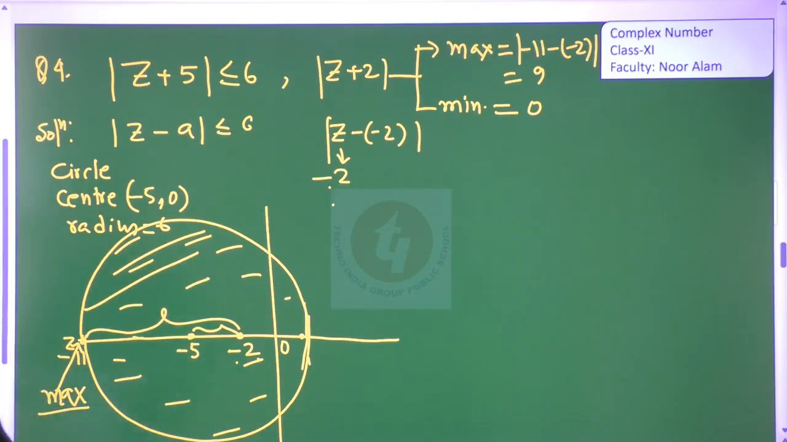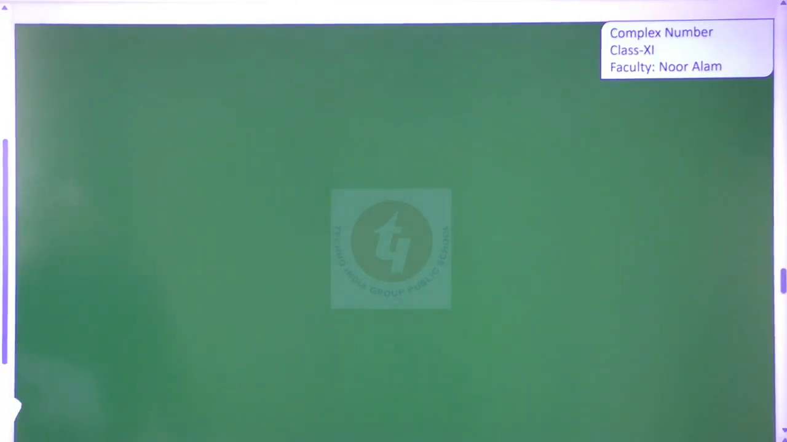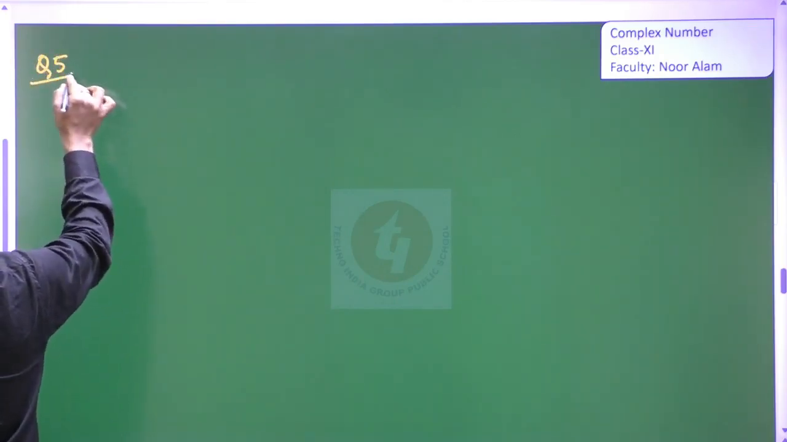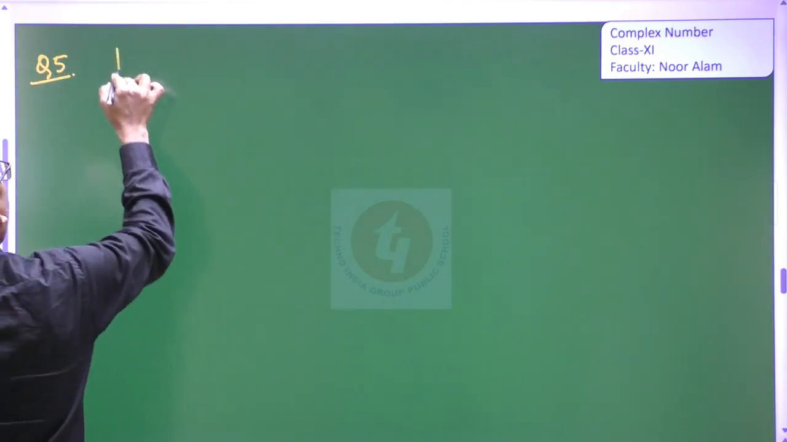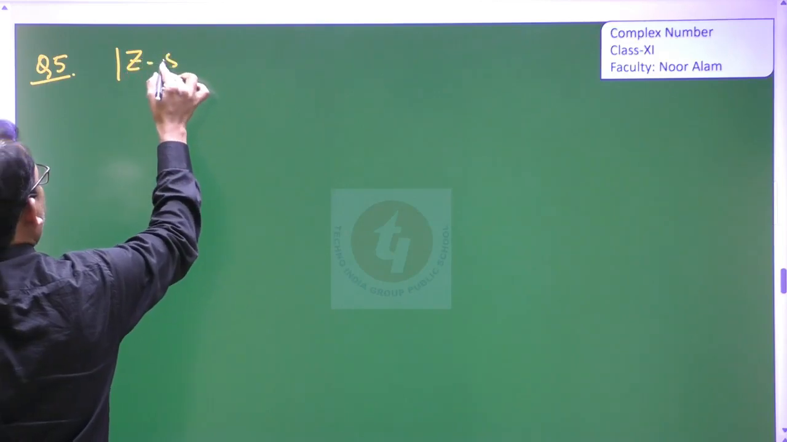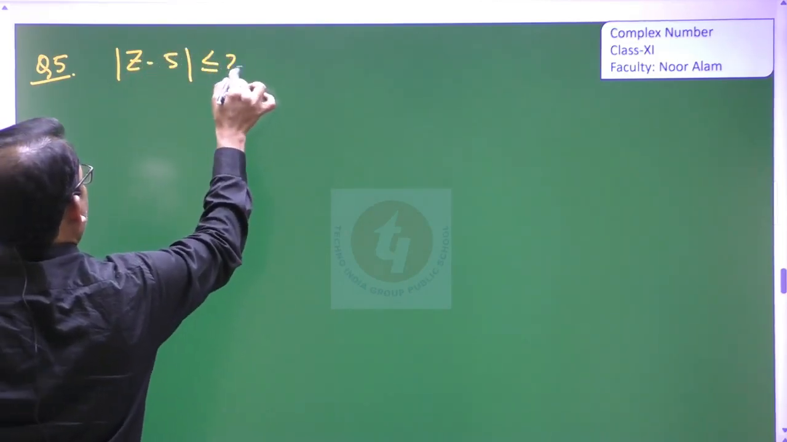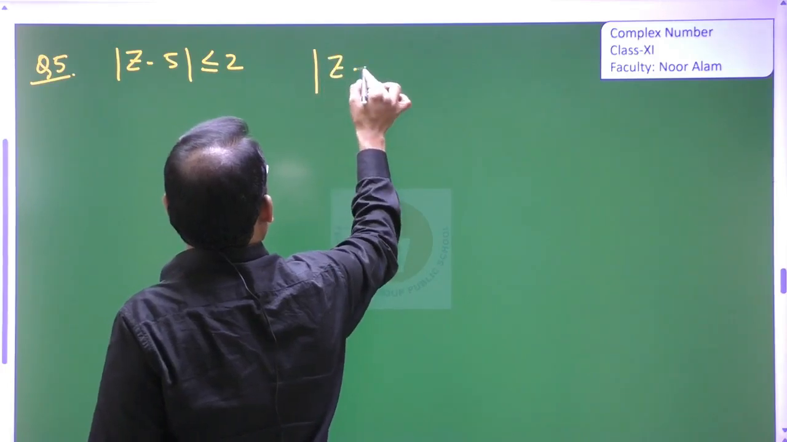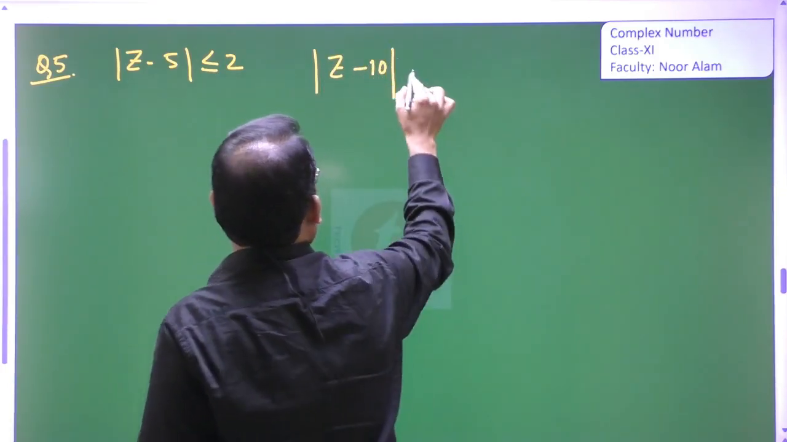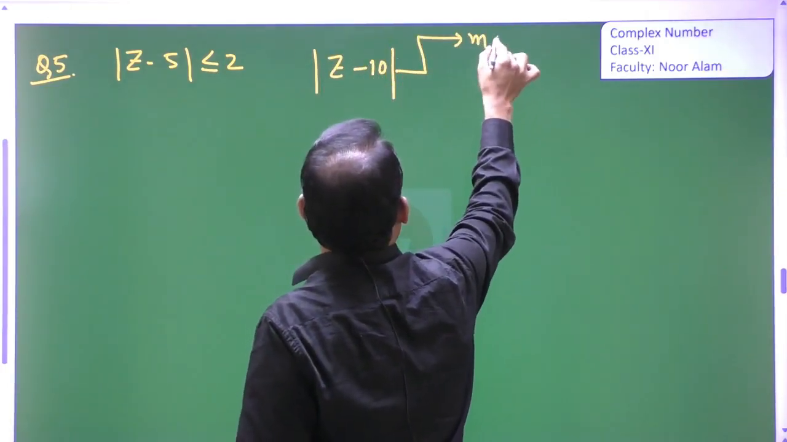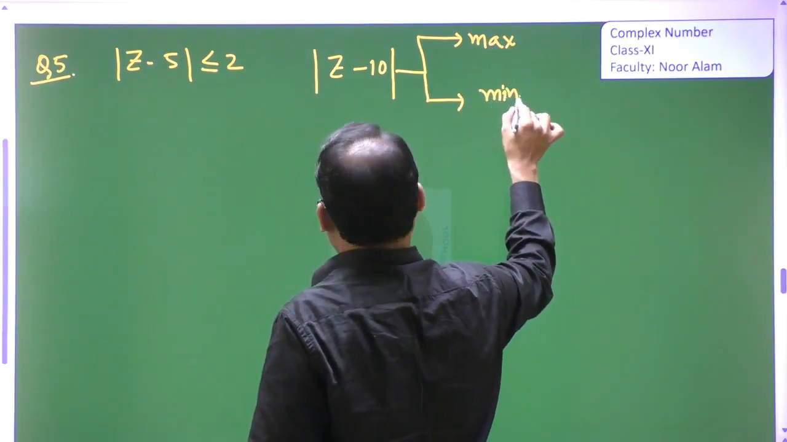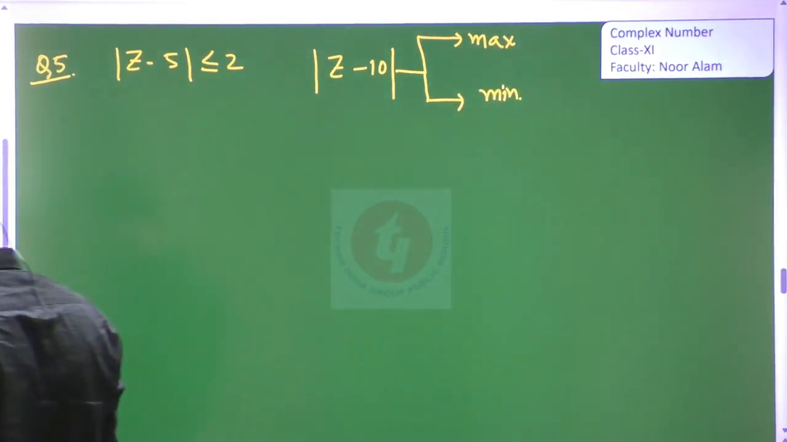Let us try to solve one more important question. Coming to question number 5. Mod of z minus 5 is less than or equal to 2. Can we find the maximum value of mod of z minus 10? Can we find its maximum value as well as its minimum value? Both values we have to find, the maximum value and the minimum value.